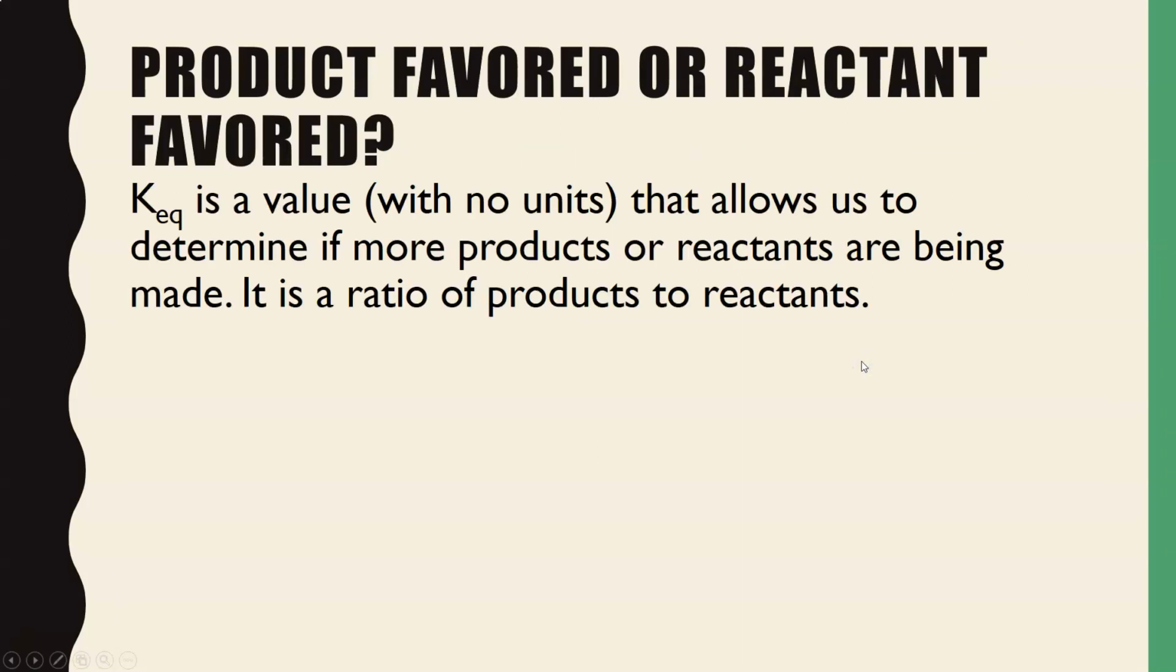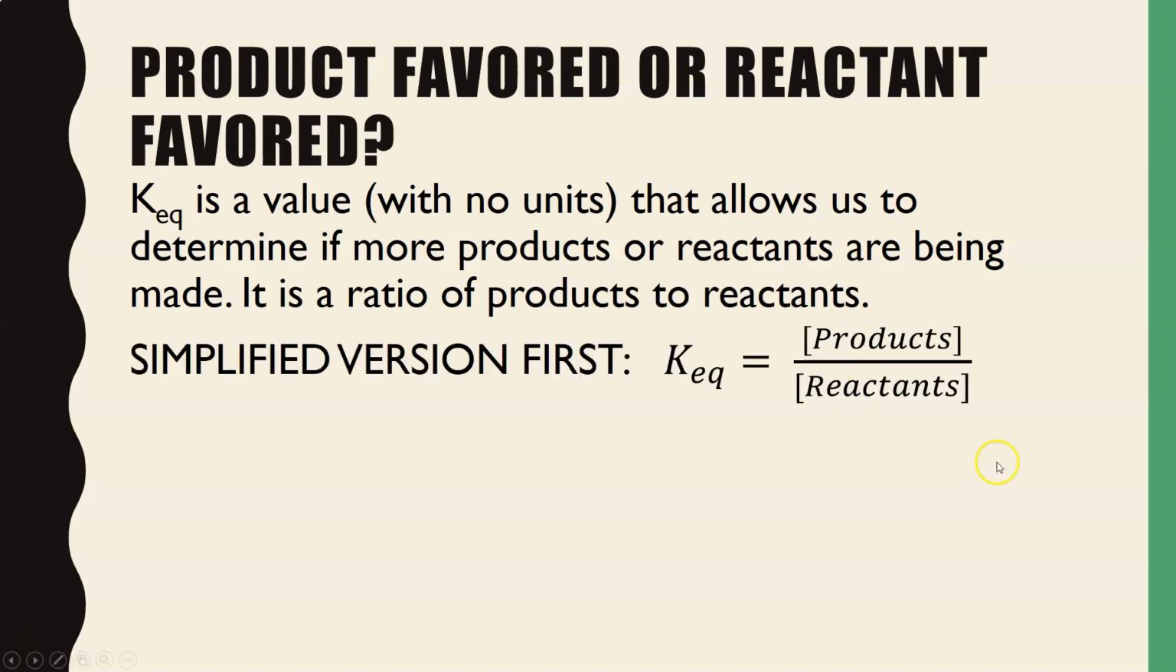We're going to look at what's called the K value, the equilibrium constant. KEQ is the equilibrium constant. It's going to allow us to decide and determine if you have more products or reactants. It's going to be a ratio. So here's the generic. You're going to take the concentrations of your products and you're going to divide it by the concentration of your reactants.